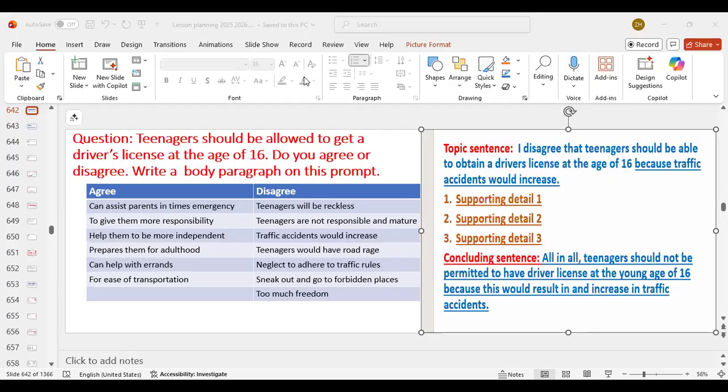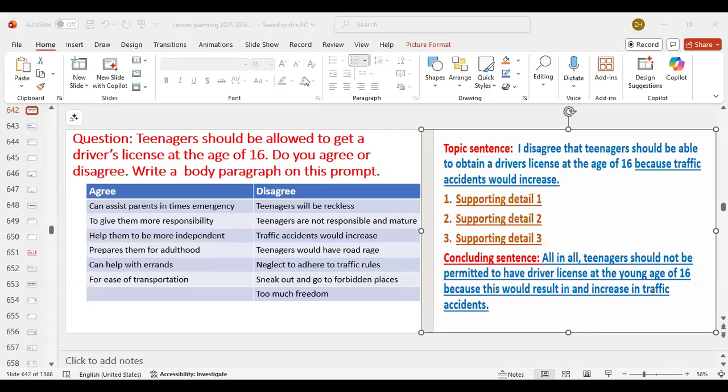So you say teenagers should be allowed to get a driver's license at 16. Drivers help, then you just go on and say driving helps them become more responsible and independent. What I think you should say is, I believe that, or I agree that teenagers should be allowed to get a driver's license because driving helps them become more responsible and independent. That makes sense to you? Yes, sir. And then the next one says they can assist their parents.